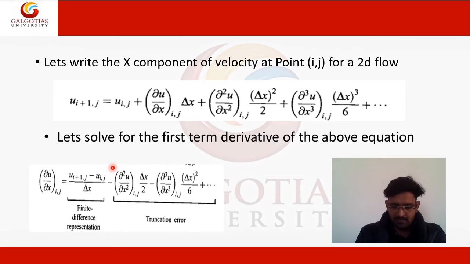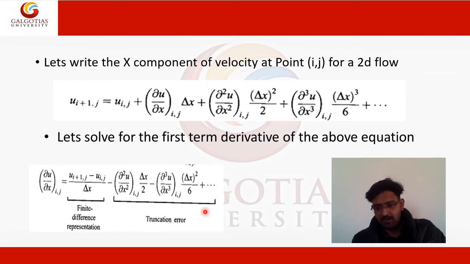But in a unified idea, for a partial differentiation del u by del x, I can break it in this way, that is u(i+1, j) minus u(i,j) over delta x, then the other terms, and these other terms constitute what is known as truncation error. So this is the idea of how to represent a derivative, either a partial or a total derivative, in terms of finite difference representation, that is f(x+h) minus f(x) divided by delta h. Okay?